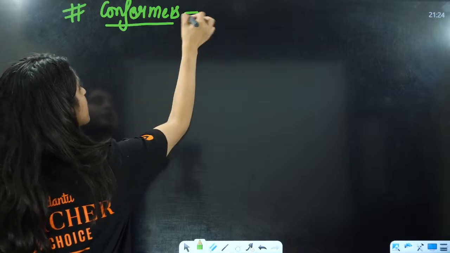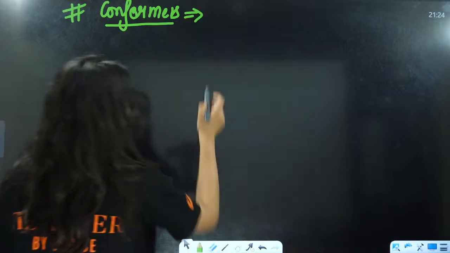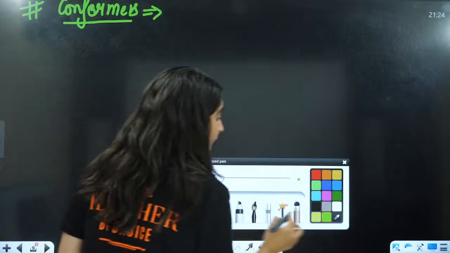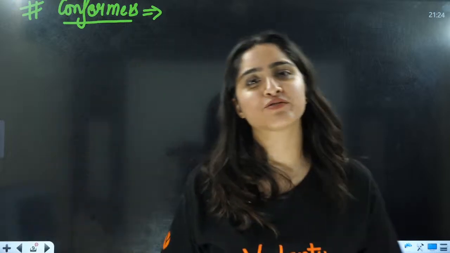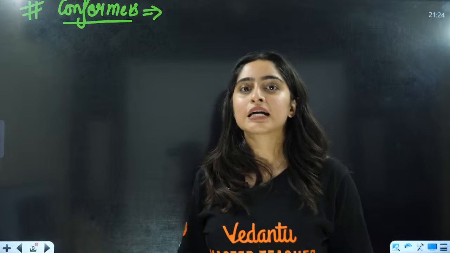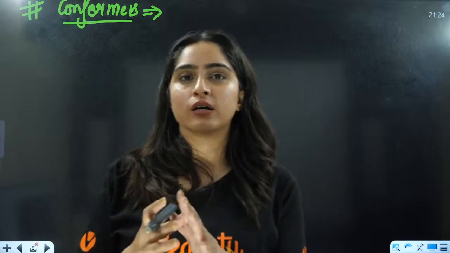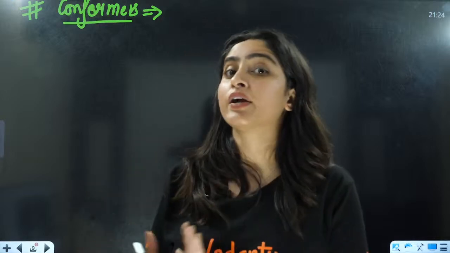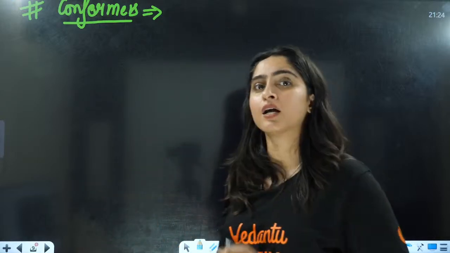Now, what about the conformers? It's very simple. Why? Because I am here to teach you. That's why it is very simple. So what about the conformers? Conformers are different arrangements. They are different arrangements because of the single bond.